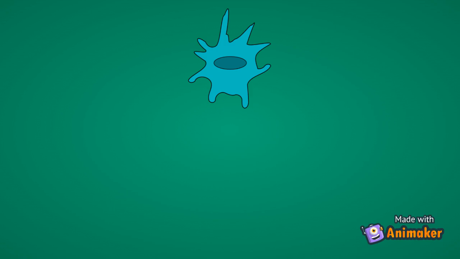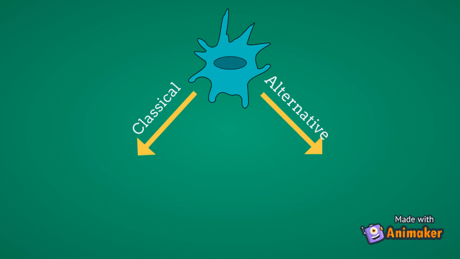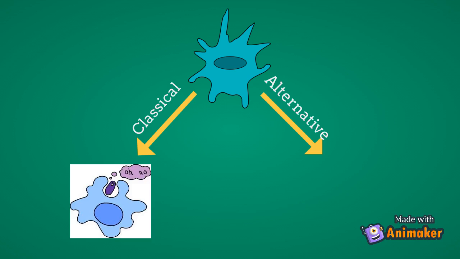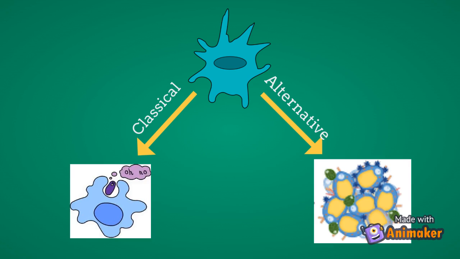Macrophages can either be activated classically or alternatively. Classical activation of macrophages results in phagocytosis and promotion of the immune response, as we have already discussed. However, when macrophages are alternatively activated, they create tissue fibrosis, which is seen in sarcoidosis.